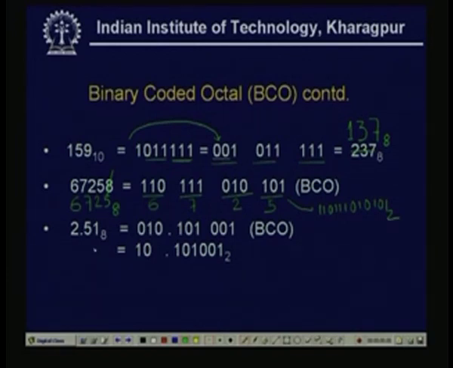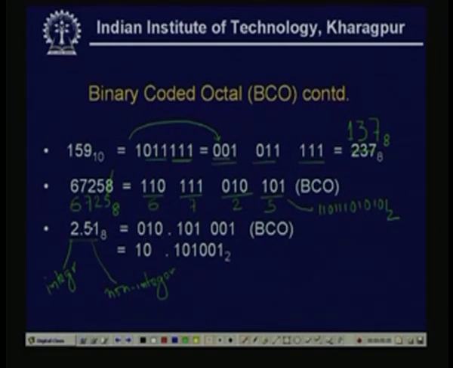Now, we consider one fraction. So, this is 2.51 in octal. Then what will I be doing? As there are 2 portions, this is my integer portion, and this is my non-integer portion. In the integer portion, the 2 is represented by 3 binary bits: 0 1 0.